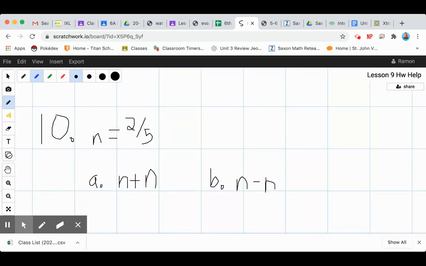For number 10, if n is equal to 2/5, we want to find the sum of n plus n, which is 2/5 plus 2/5. And since they already have the same denominator, you just have to add them. Keep the denominator the same and add the numerators. And then for b, we have 2/5 minus 2/5. And again, it's the similar setup where we subtract the numerators and keep the denominator the same.